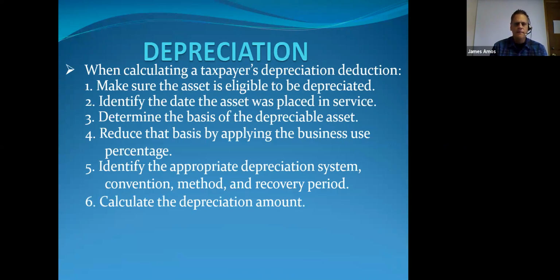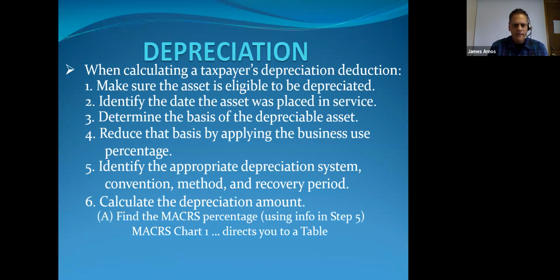And then you actually go to the correct table to calculate the depreciation amount. You pull that percentage off the table and you apply it to the basis. So how do you do that? You find the MACRS percentage from the table, and we're going to look at the table in a minute. But we're going to apply the MACRS percentage using the info that you got from step 5.